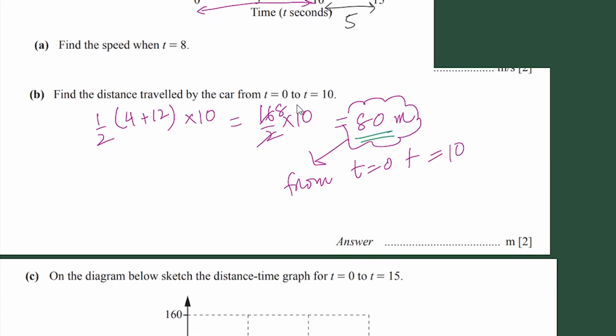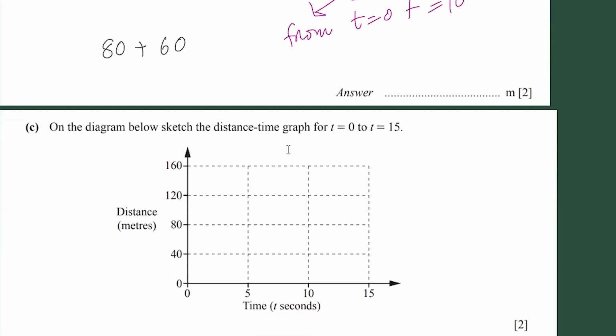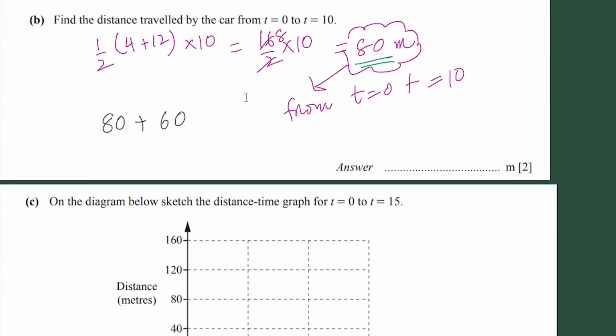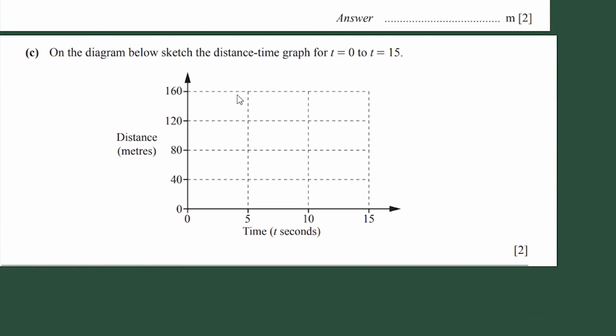So in the first segment, the distance covered is 80, and in the second, it is 60 with constant speed, no acceleration. So in the first part of the graph, the speed is increasing, there is acceleration. In the first 10 seconds, the distance covered is 80. So there will be a curve with increasing speed. So this part will be a curve from 0 to 10 because there is a constant acceleration.